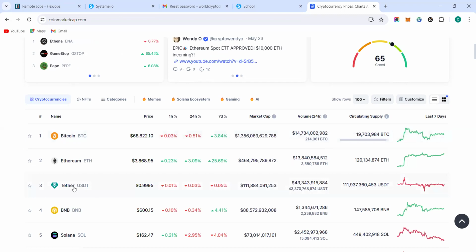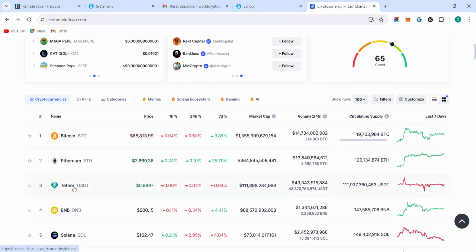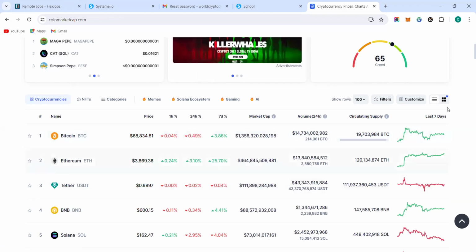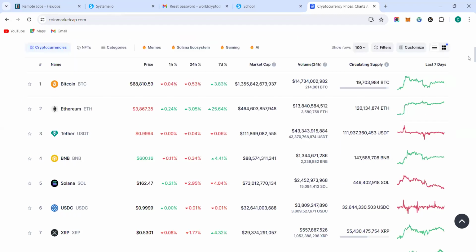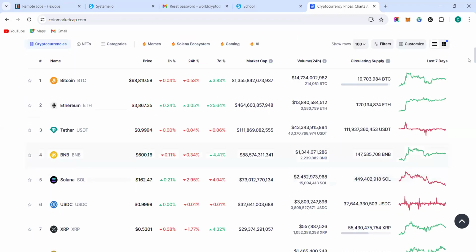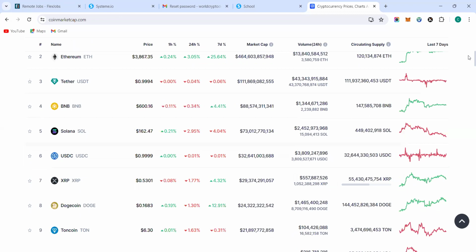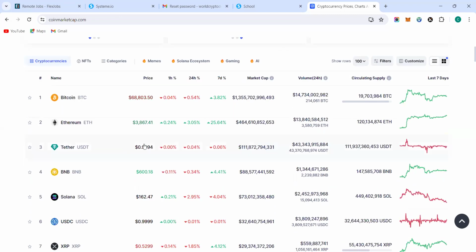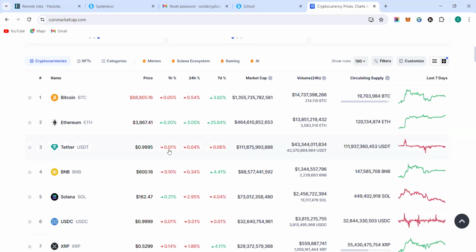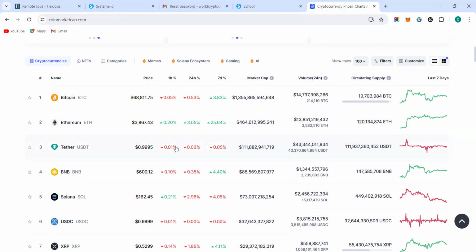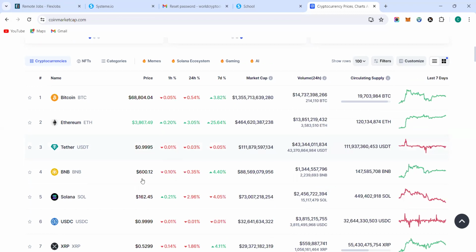Now, another type of crypto that we have is called stable coins. So we have USDT, and we have USDC, and we have DAI and a few others. Now, these are matched to the dollar. Which means that they are approximately $1 and they don't really change much in price. As you can see, just a 0.1% change, 0.05%. So basically it's a dollar. USDC is the same, DAI is the same, and these don't change.